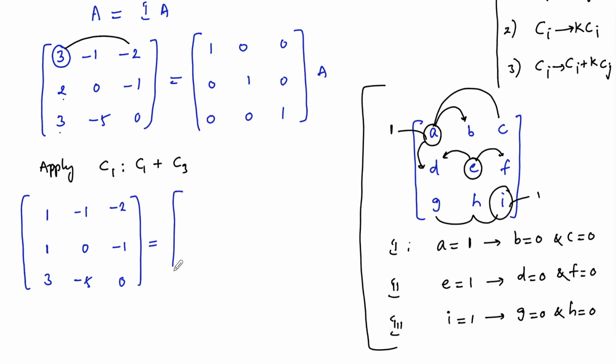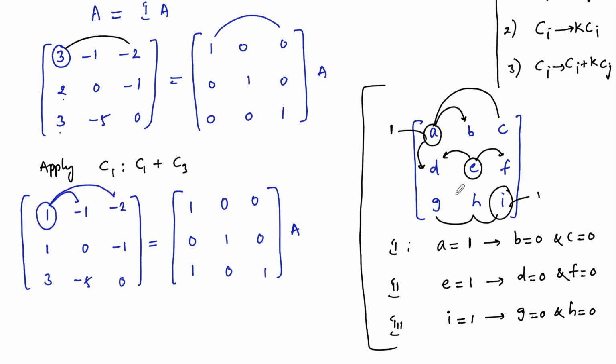The same kind of operation, so let's apply here also. 1 plus 0, it's a 1. 0 plus 0, it's a 0. 0 plus 1, it's a 1. Next, second column as it is, 0 1 0, and third column as it is, 0 0 1. So we made the first element 1. Then using this one, we have to make the remaining elements zeros. Minus 1 and minus 2 should be made 0.